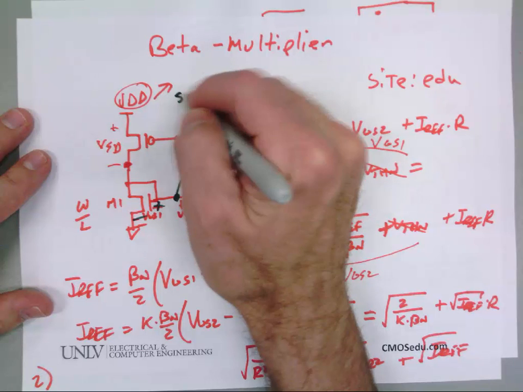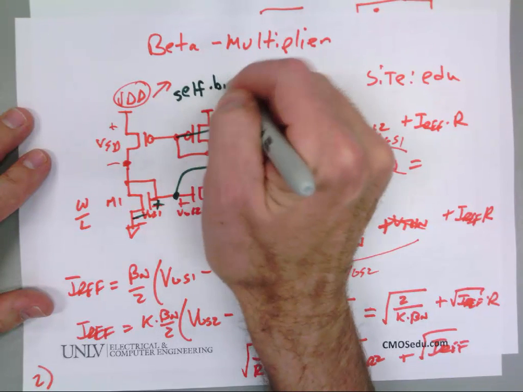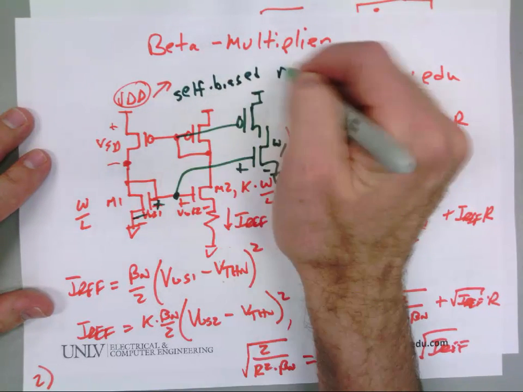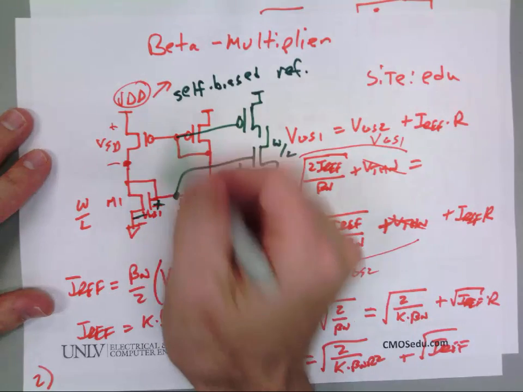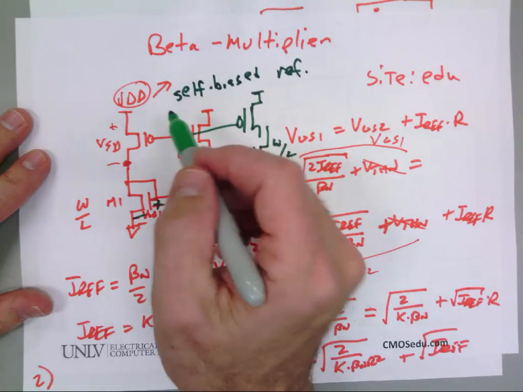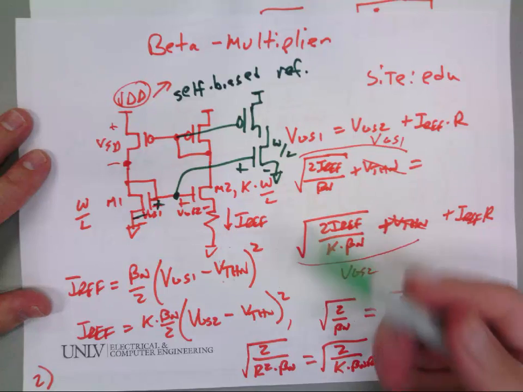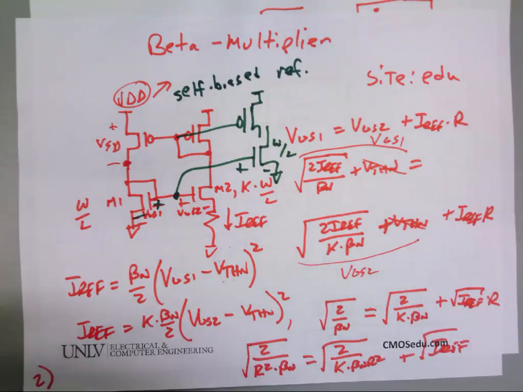Yeah, this is a self-biased reference. And so it's independent of VDD. Once it starts up, it generates a current. That current is somewhat, I'm going to talk about that later today, independent of temperature. But this circuit uses positive feedback. But positive feedback with a gain less than 1 can be stable.